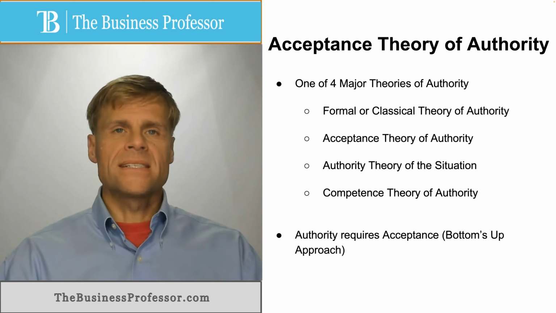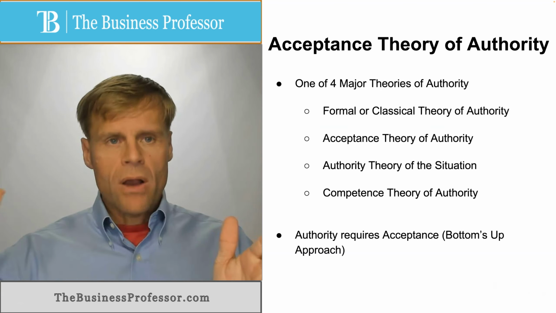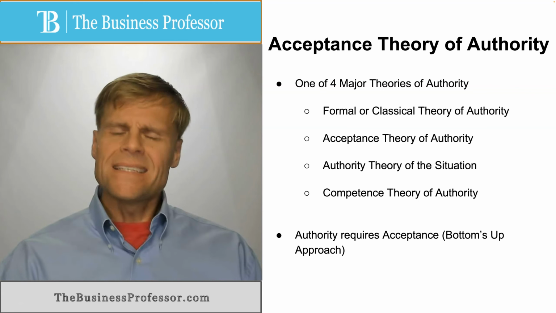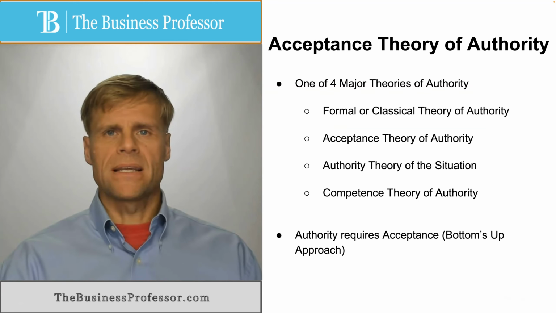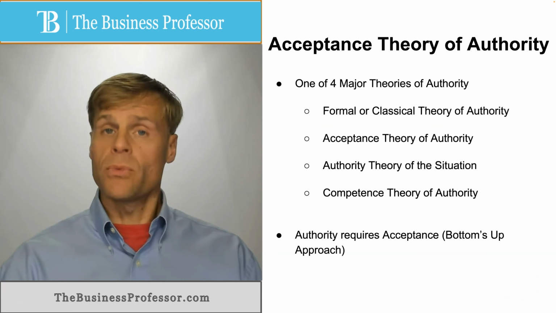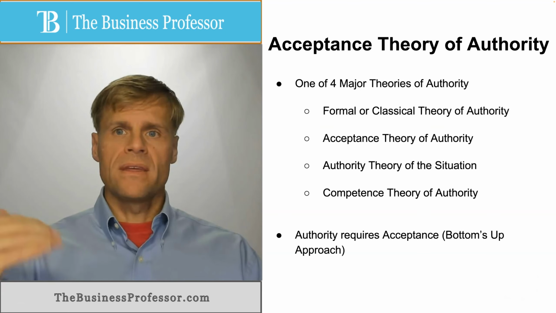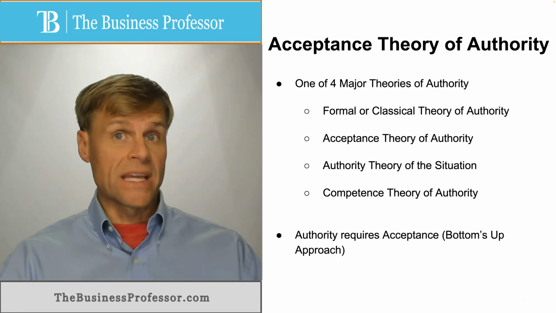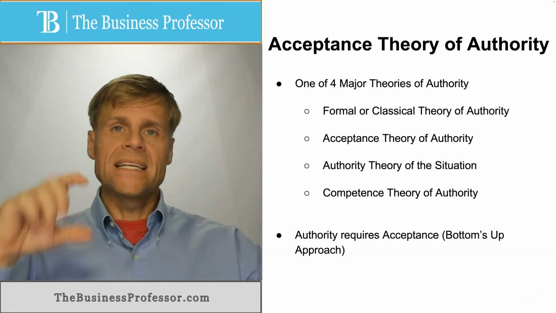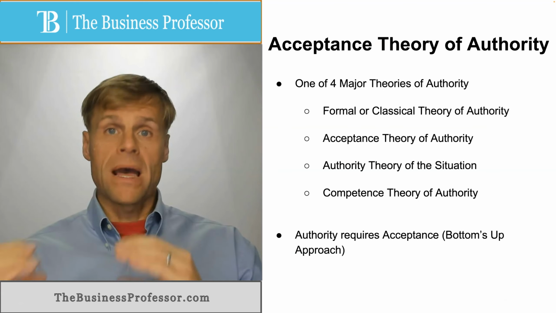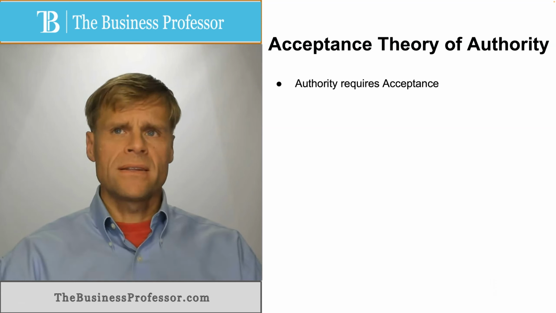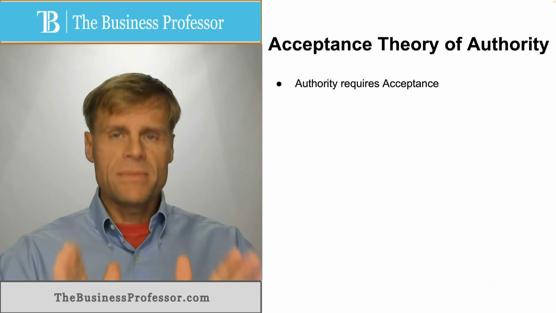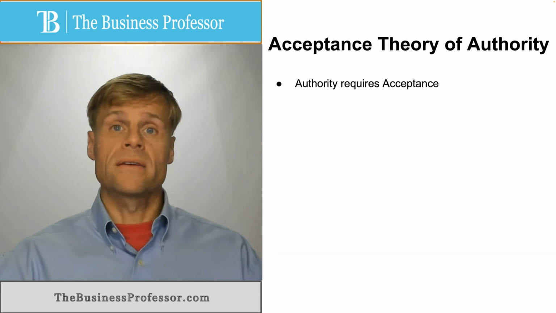But in essence, the theory is what we call a bottoms-up approach. It states that authority must be accepted by the subordinate before the authority figure actually has any authority. That is, it is the acceptance by the subordinate that actually creates the authority. Okay, so if we take a look at this individually, the premise is that authority requires acceptance.